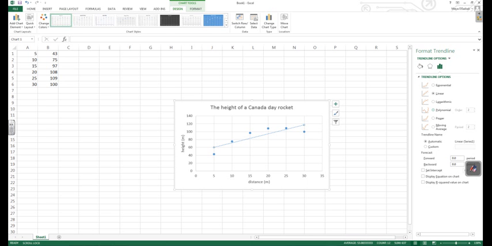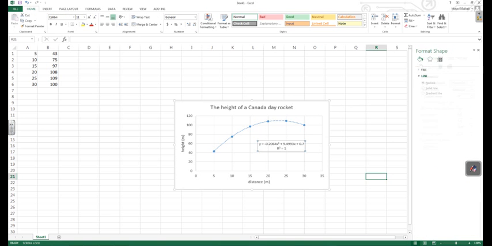It's going to be a polynomial with a degree 2. Okay? So make sure that you're picking a polynomial with a degree 2. And then you're going to display equation and display r squared on the chart.